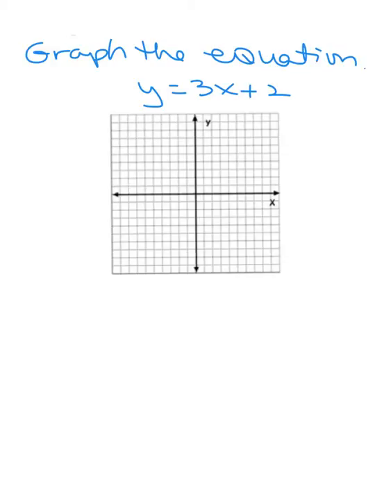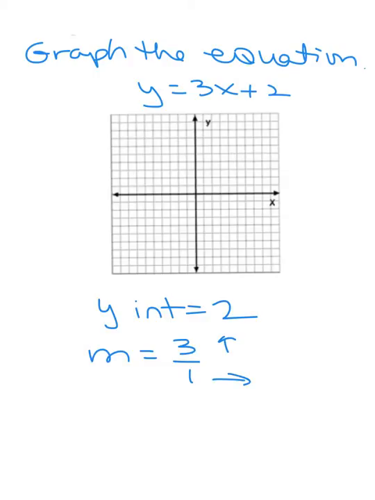In this problem, we're going to practice graphing. So we have y is equal to 3x plus 2. So that gives me the y-intercept of positive 2. And then my slope is 3, or 3 over 1. So because my numerator is positive, I'm going to go up. Because my denominator is positive, I'm going to go to the right. So I start with my y-intercept, which is positive 2. And then I'm going to go up 3, 1, 2, 3, and then to the right 2.